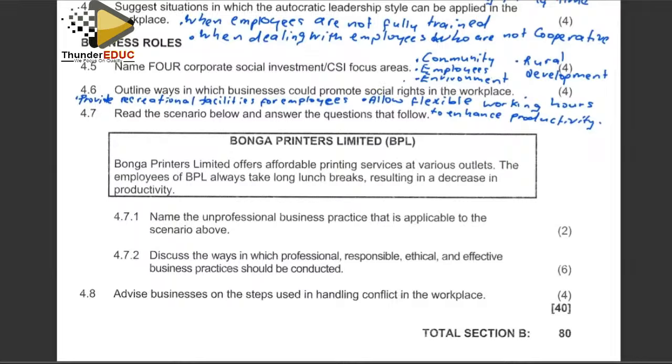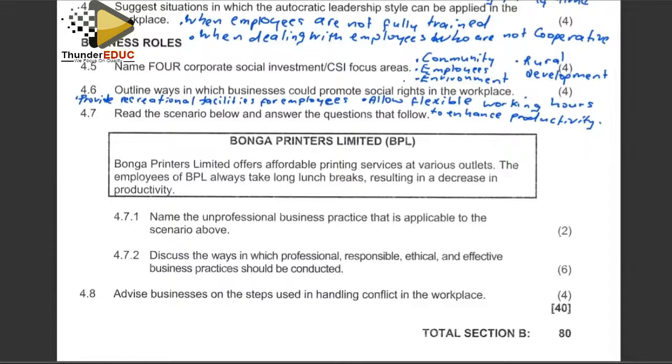Okay, right. So now let's check 4.7. 4.7 reads as follows: Read the scenario below and answer the questions that follow. Bonga Printers Limited offers affordable printing services at various outlets. The employees of Bonga Printers Limited always take long lunch breaks, resulting in a decrease in productivity. Now let's check 4.7.1. It reads as follows: Name the unprofessional business practice that is applicable to the scenario above. This is nothing but abuse of work time, where it comes from the second sentence.